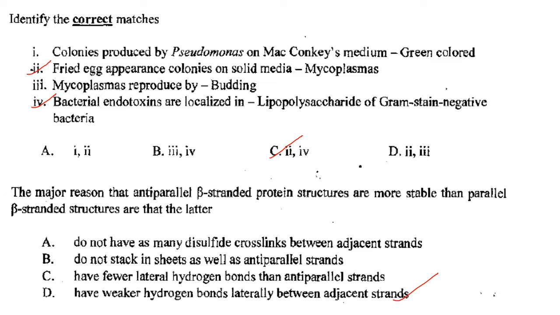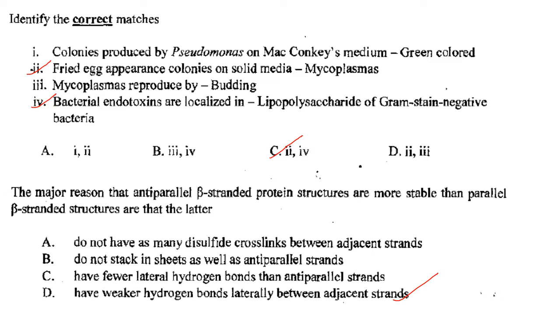Then mycoplasmas reproduced by budding. It is not budding, it is by binary fission. And bacterial endotoxins are localized in lipopolysaccharides of gram-negative staining bacteria. That is also correct. So 1 and 2 and 4 are correct. Answer is option C. Then next one.